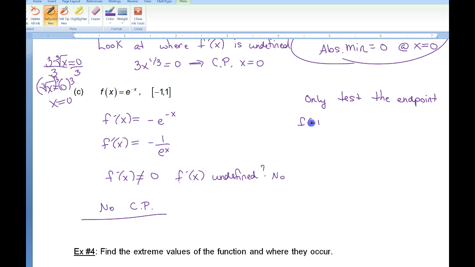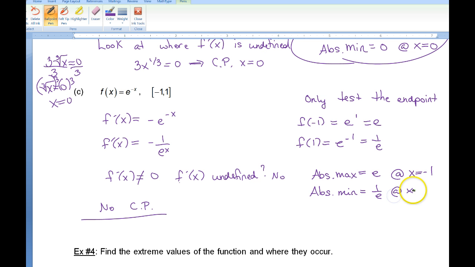So we have to do f of negative 1, which would be e to the first, and f of 1 would be e to the negative 1, or 1 over e. So your absolute max is e, and that's at x equals negative 1. And your absolute min is 1 over e, and that's at x equals 1.